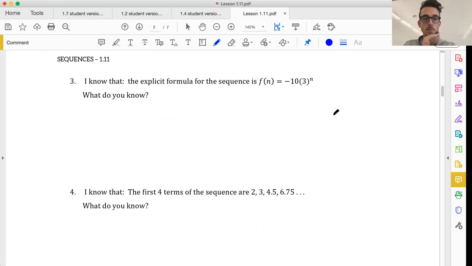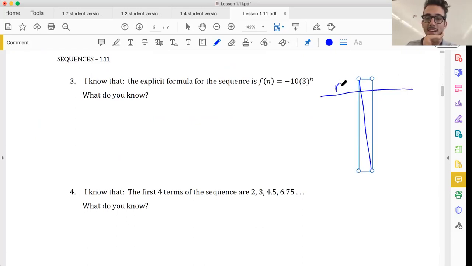We have this explicit formula for the sequence, -10 times 3 to the n. What do you know about that? Well, I know that this is using n and f of n. I'm going for the table because I think it's easy to just plug in numbers for that. So I know that if n is 0, we would have -10 times 3 to the 0 power, which is -10 times 1, which is really just -10.